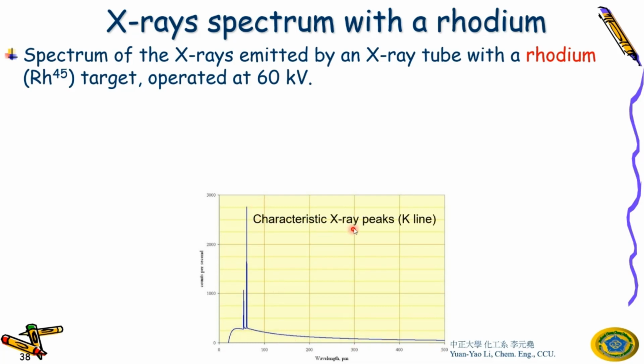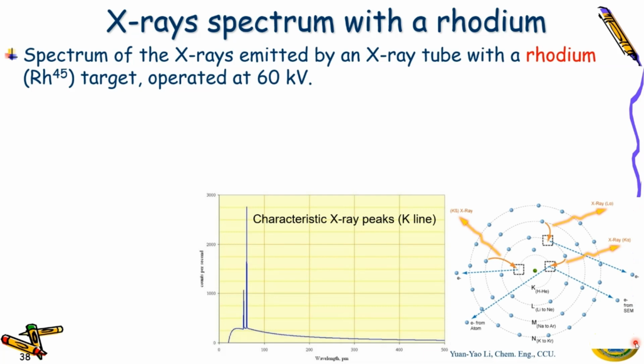So this is what we call the characteristic X-ray peak, especially in this range, where the wavelength is a few less than 100 picometers. And this is what we understand, and also what we call characteristic X-ray peaks. Especially this is the K line here. And we also understand this characteristic X-ray is quantized, because what? Because this X-ray is generated by an electron which cascades from the outer shell to the inner shell. So the energy is quantized.